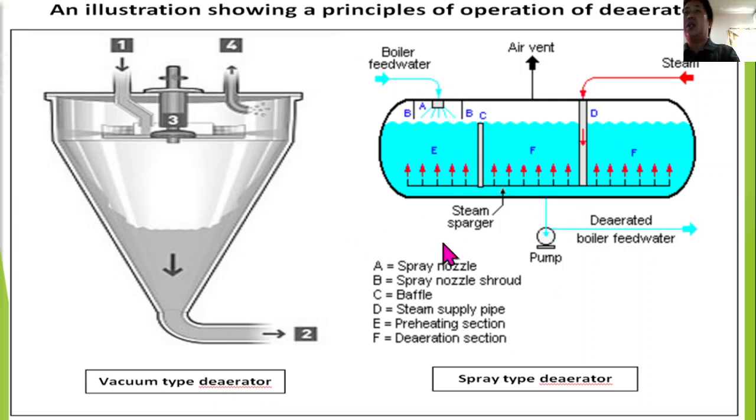So to recap, the boiler feed water is sprayed here into your boiler, and your steam will also be entering here. The oxygen content of your boiler feed water will heat up, and then the oxygen content will be released, form into gases here, and be released to the vent. So that is the spray type aerator.